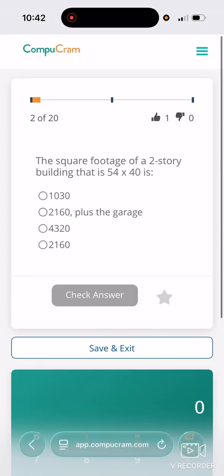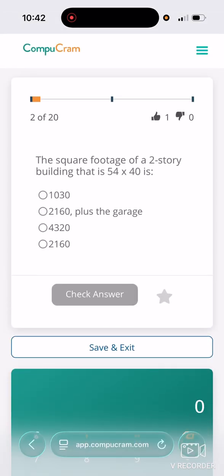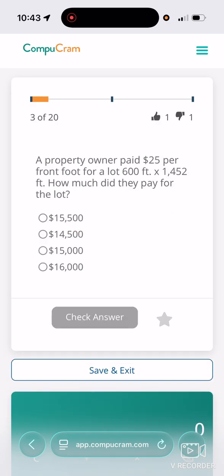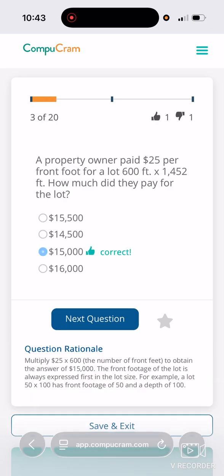Question number 2. The square footage of a 2-story building that is 54 by 40 is... Yeah, you're not going to get questions like this on the test, so let's just keep going. There are some math questions a little bit, but I believe there are no major math questions. They took all that out. A property owner paid $25 per front foot of a lot of 600 feet times 14. Yeah, I didn't get none of these on my test at all.